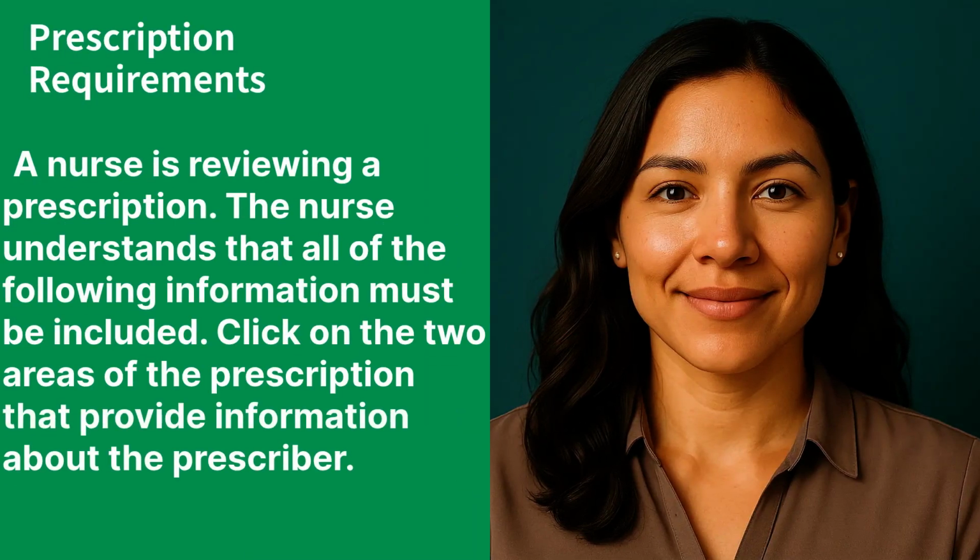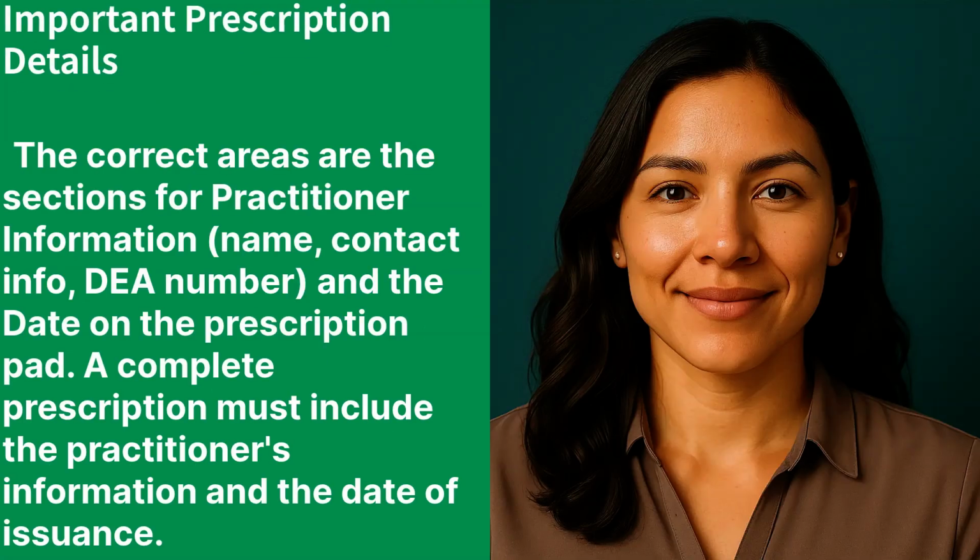Question 5. A nurse is reviewing a prescription. The nurse understands that all of the following information must be included. Click on the 2 areas of the prescription that provide information about the prescriber. The correct areas are the sections for practitioner information, name, contact info, DEA number, and the date on the prescription pad. A complete prescription must include the practitioner's information and the date of issuance.